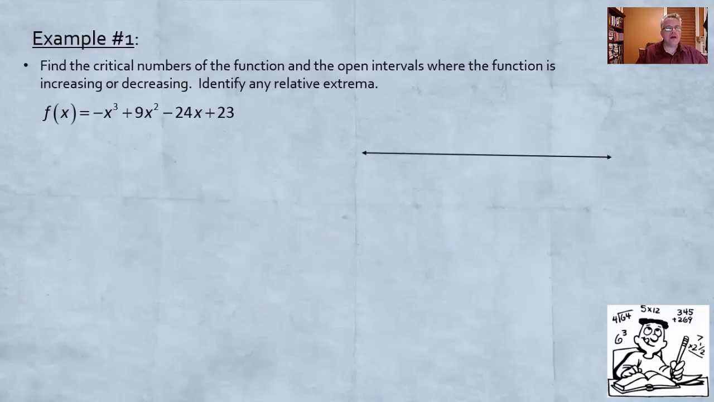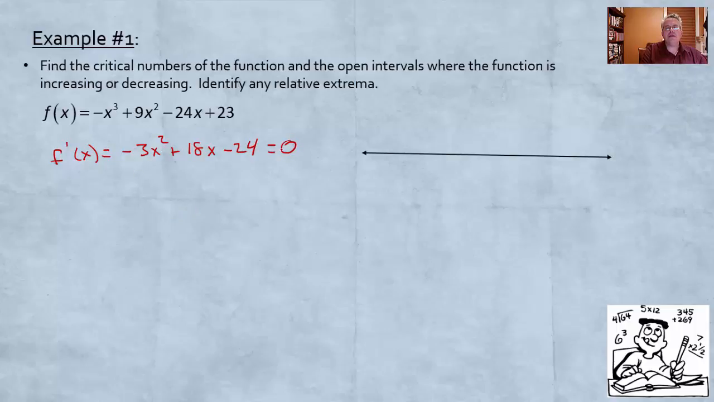So here, no graphs. We're given a function f of x, and we want to find the intervals where it's increasing or decreasing. So the first thing we're going to do is find the critical points. So we're going to take the derivative and set it equal to 0. So f prime of x would be minus 3x squared plus 18x minus 24. And we want to set that equal to 0. We're looking for places where the tangent line is horizontal.